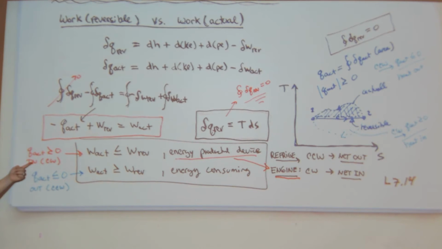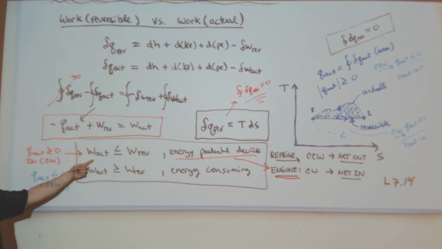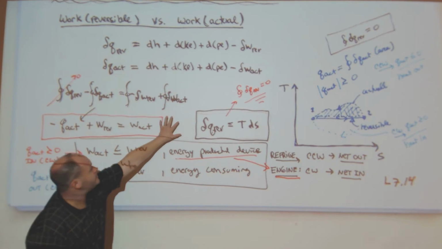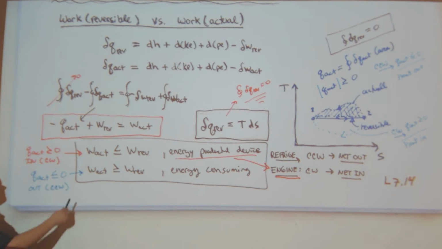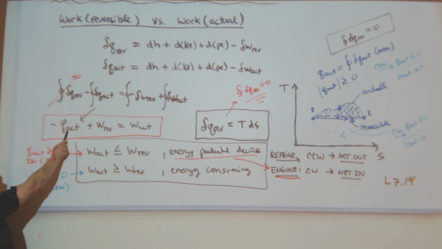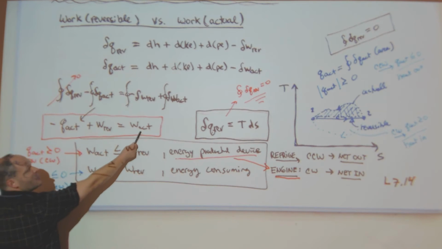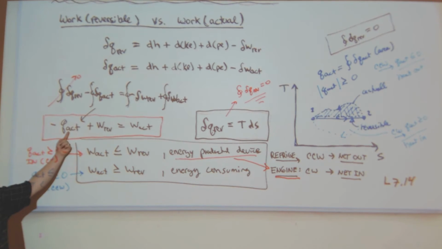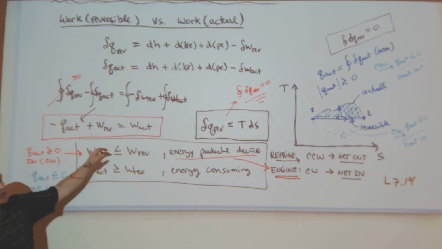Turbine, power producing device, Q actual is greater than 0. So based off of here to here, I can say that the work actual is always going to be less than the work reversible. And if I bring this over to here, if Q actual is equal to 0, then my work actual equals my work reversible. But usually I always have some net heat. It turns out to be in.